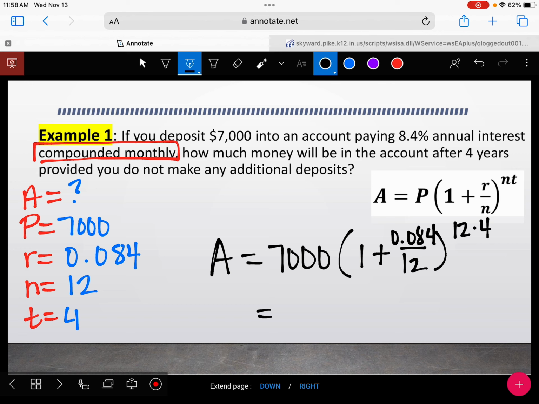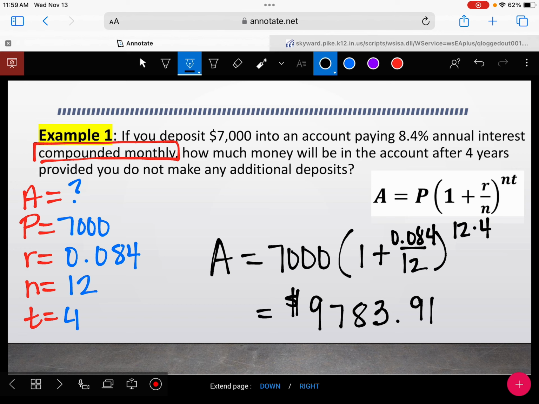Let's see my answer. So, all right, so this is what I got when I typed it in my calculator. This was a while ago. I got $9,783.91. Raise your hand if you got that. Any questions?